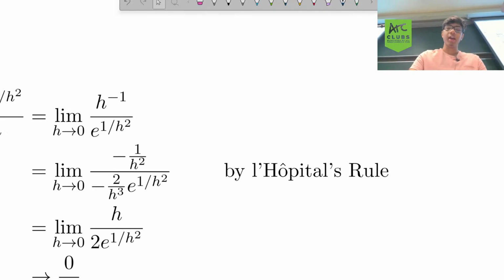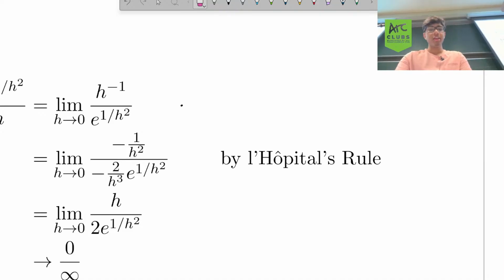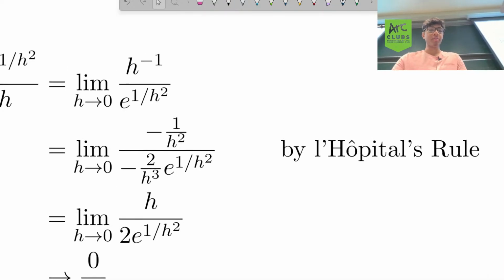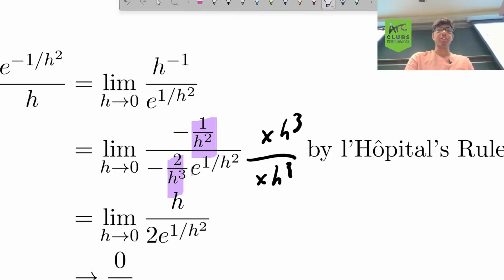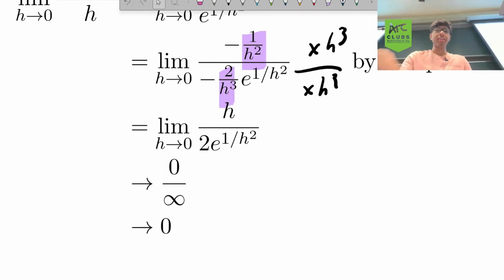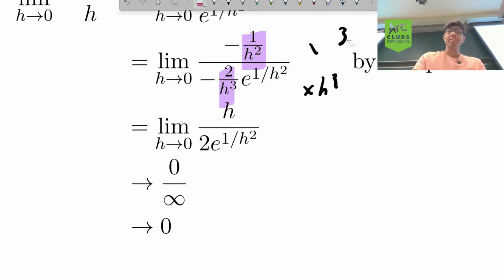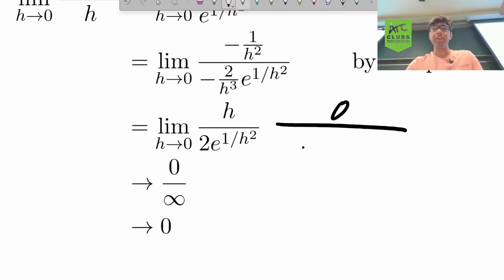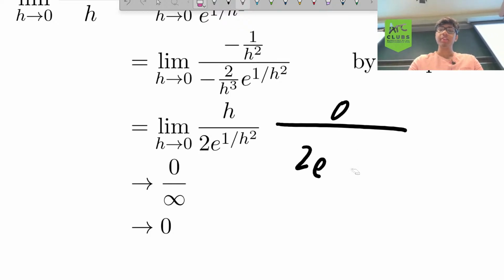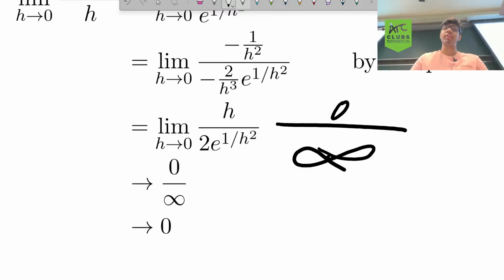When I apply it, I have the working here, so I don't have to rewrite it all myself. I get these kinds of fractions. If I multiply h cubed on the top and the bottom, the reason I'm doing that is because I've got h squared and h cubed here, I get this neat little fraction. And this tends towards 0 on infinity. You can't sub it in, but we can look at how it tends. This h just goes towards 0. This denominator is 2e to the 1 on 0, which goes towards infinity.